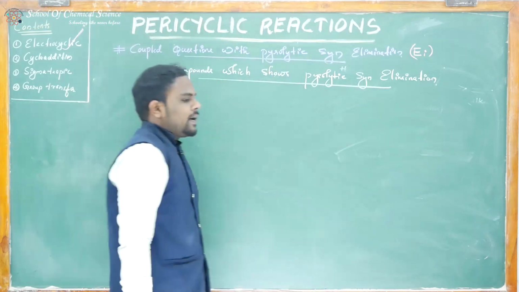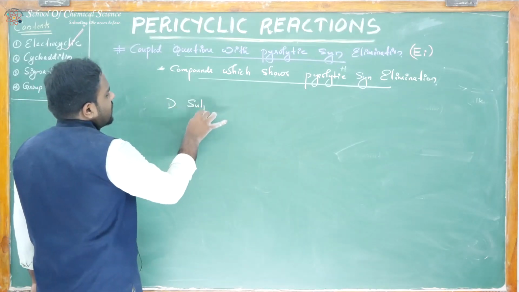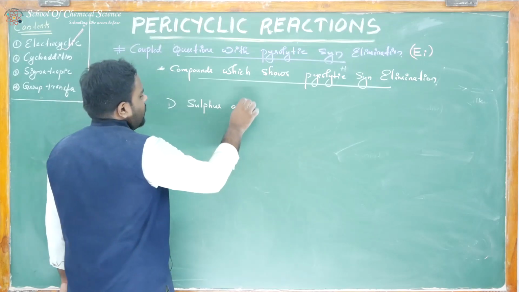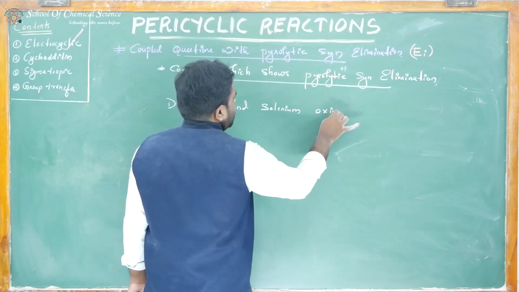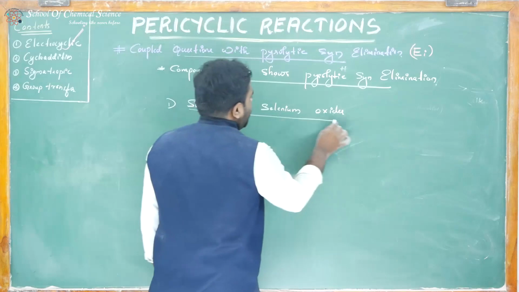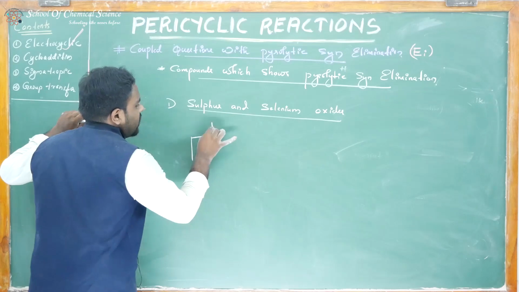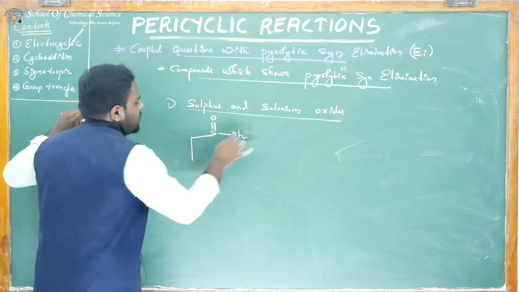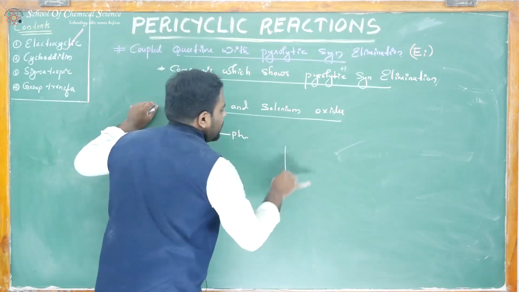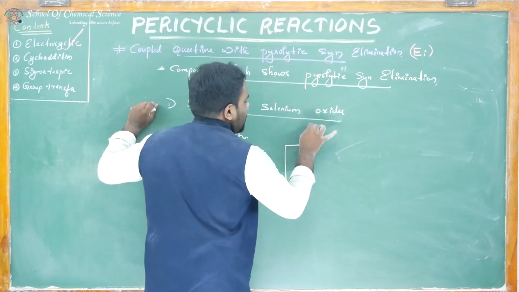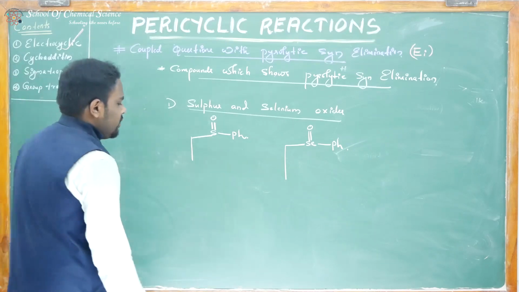Compounds which show pyrolytic syn elimination. First compound: sulfur and selenium oxides. For example, this is a sulfur oxide, S double bond O Ph. This compound will show pyrolytic syn elimination. Then the next one, selenium oxide, Se double bond O Ph. So sulfur and selenium oxides show pyrolytic syn elimination.